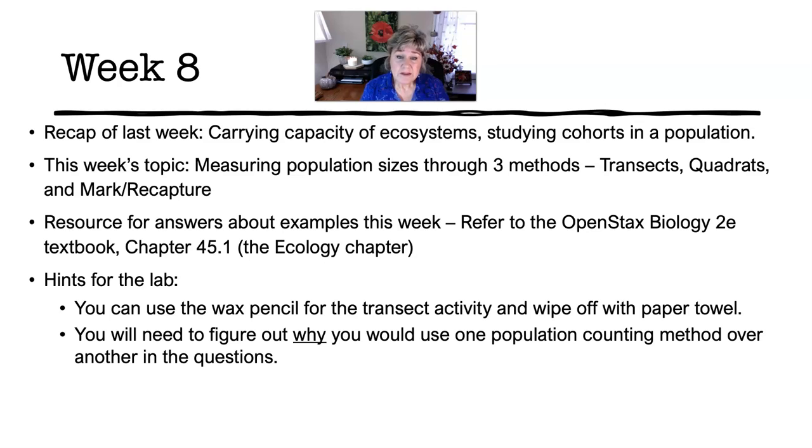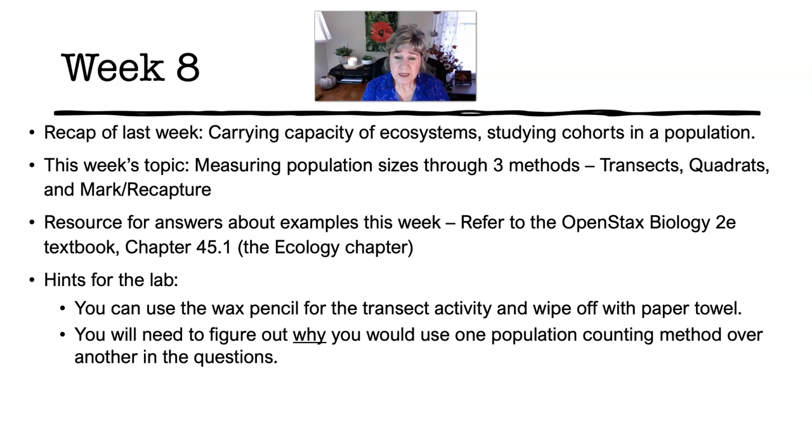So with this, would you do this with mushrooms? Absolutely not. That doesn't make any sense. Would you do this with big predators like bald eagles? Yes, you could do it with them. There are lots of different species that you could use this with, but you wouldn't use this with stationary individuals. So what's so important about this is you have to figure out the right way to measure population size depending on the species that you're looking at.